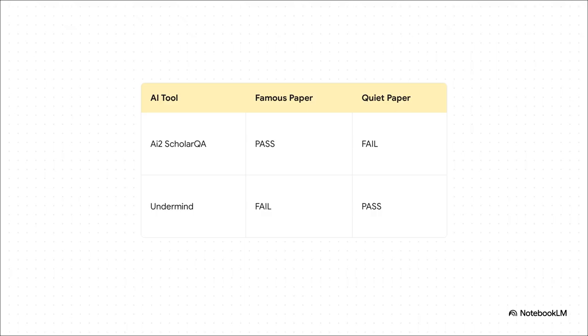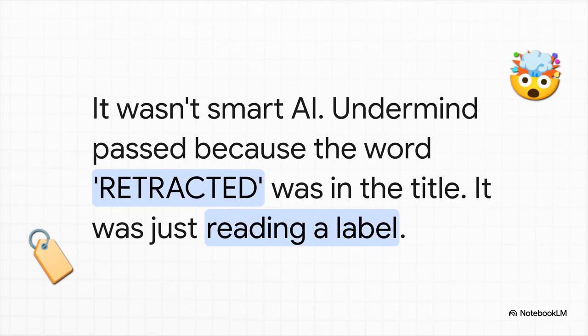And Undermined, remember the tool that bombed the first test? It passed. It actually noted the retraction correctly. The performance just did a complete 180. So what on earth is going on? Well, it turns out this had nothing to do with some kind of super sophisticated AI brain. No, the real reason for the flip was much simpler. It was all about metadata.